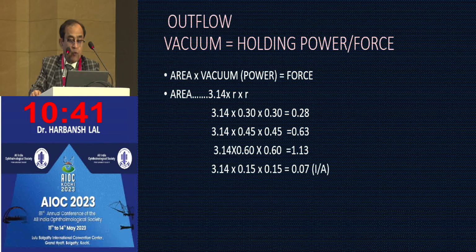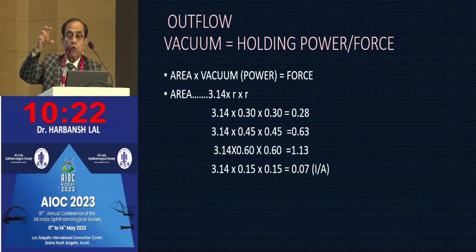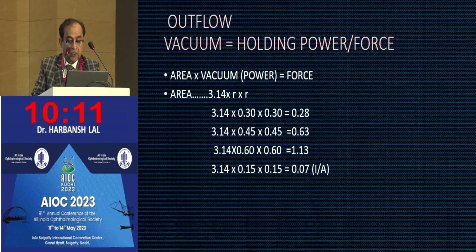which is, say, 0.30: 3.14 into 0.30 into 0.30, the total force is 0.28. If you calculate with 0.45, it becomes 0.63, more than double. If you use 0.60, it becomes 1.13. If you use 0.15, it is just 0.07. So the opening at the tip becomes very, very important. That's the reason that when we do cortical aspiration, which is 0.3, we hardly get any fluctuation, because there is not so much fluid getting drained over there.